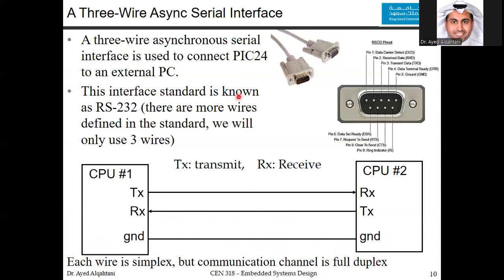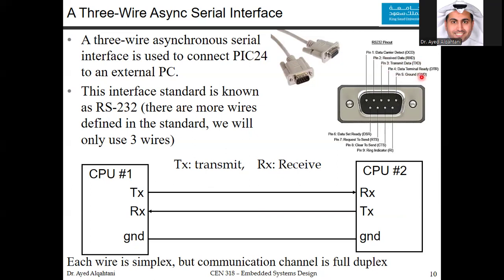Now, in the standard, it has many pins. Actually, you have here 1, 2, 3, 4, and 5, 6, 7, 8, and 9 pins. So let's find the 3 wires that we are interested in. We have the receive, we have the transmit. Pin 2 is the receive, pin 3 is the transmit, and we have the ground.